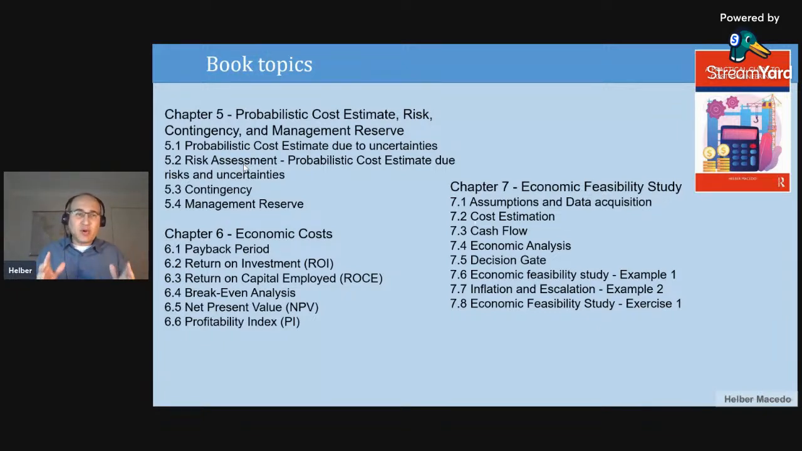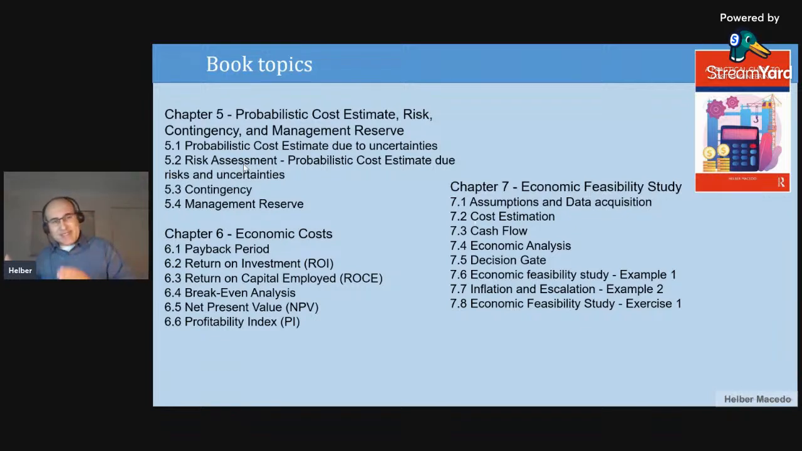It's the probabilistic cost estimate. It's something that is not very used. Many people are not using it, but I think that we should use it because we will include the uncertainties and risks, and it will help to calculate the contingency. Also, in this chapter, we will discuss management reserve, how to calculate it. I'm proposing a technique. I'm proposing one equation as well to calculate the management reserve.